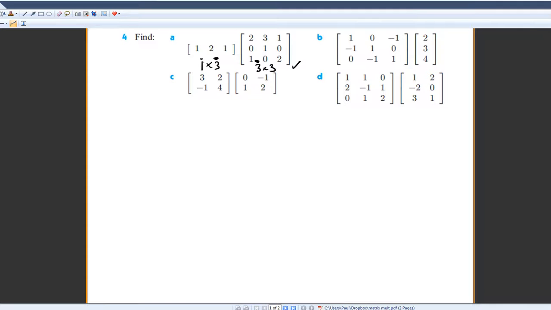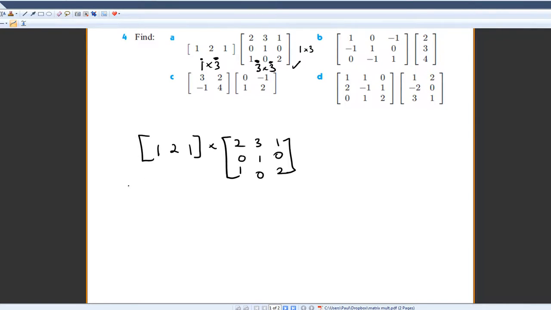Now these outer two numbers, this one here and this one here, actually tell us the resulting order of the product matrix. So I know that once these two matrices are multiplied together, I'm going to get a 1 by 3 matrix in return. Okay, so let's write it up and do the multiplication. So I'll rewrite the matrices down here. We're going to 2, 3, 1, 0, 1, 0, 1, 0, 2.